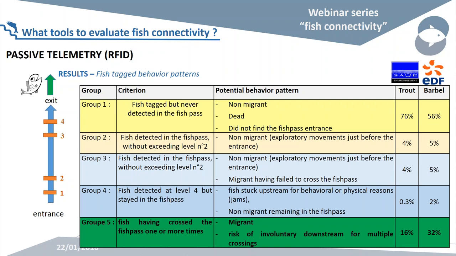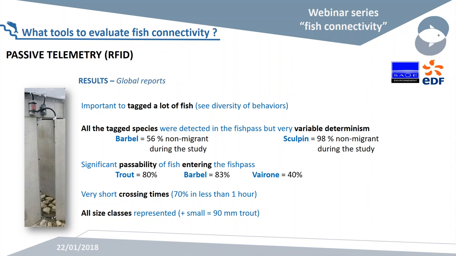What's the global report? Firstly, you see the importance of tagging a lot of fish, because when you work on resident fish, even like trout and barbel, most of the population will not move during your study. So that's why you need to tag a lot of fish. And also because we've seen that we have many different behaviors inside the same population. So if you tag only 10 fish, you will only describe a singular behavior pattern. So you need to tag a lot of fish.